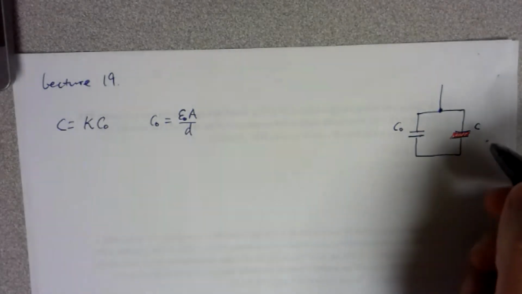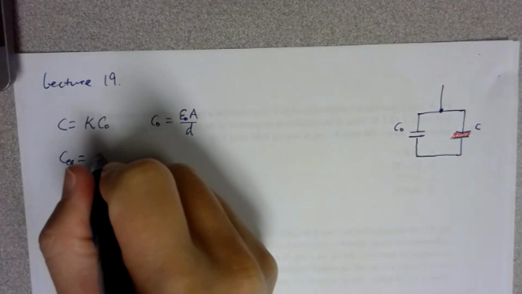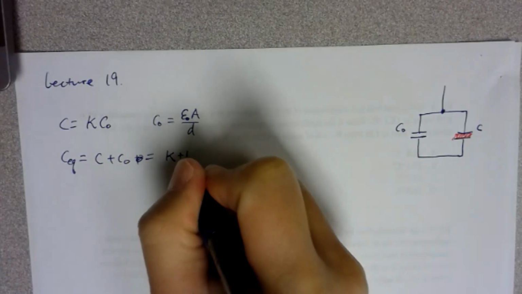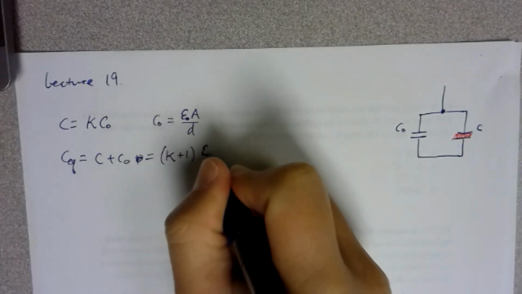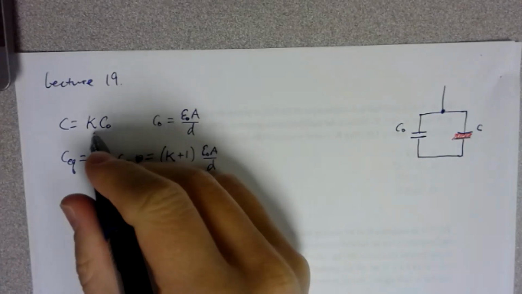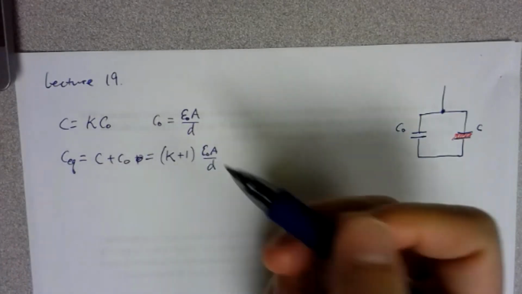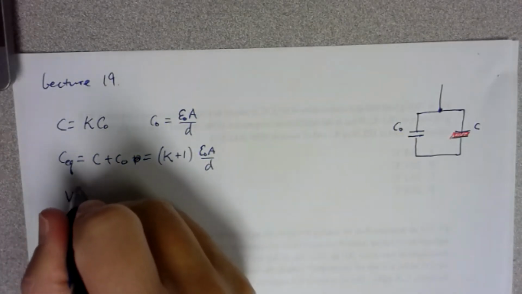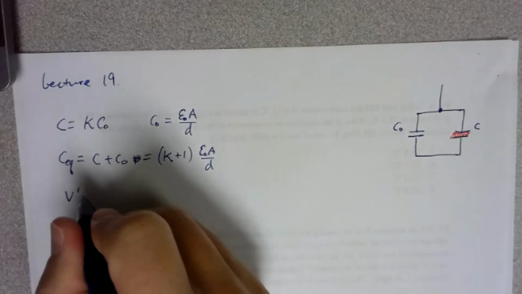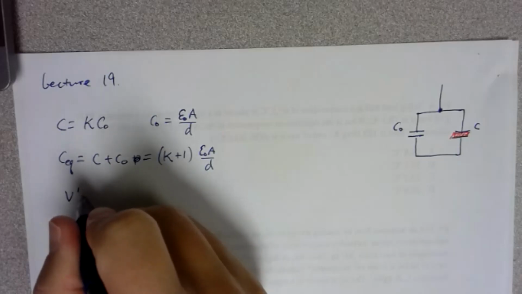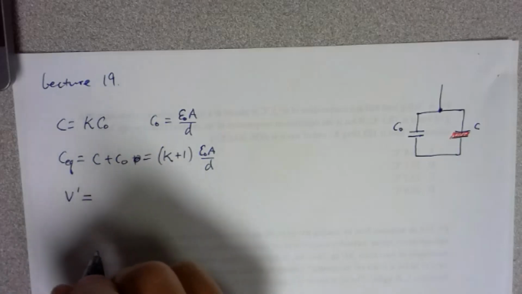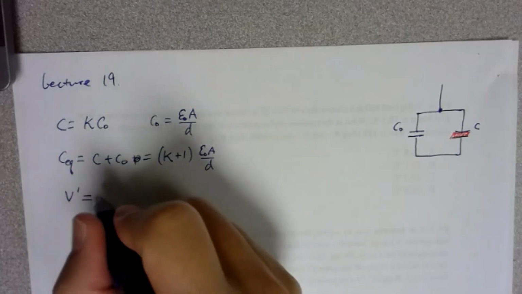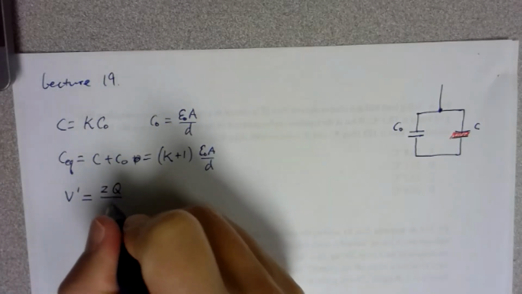All right, so for the parallel equivalent, it will be C plus C naught. That would be kappa plus 1, times epsilon naught A over D, because this one is kappa times C naught and this one is C naught. So that's your equivalent. Then V prime, the new voltage, or you can say the initial V would be V0, so this would be V. But let's just use V prime. It will be the total charge, so this would be 2Q over C equivalent, right?